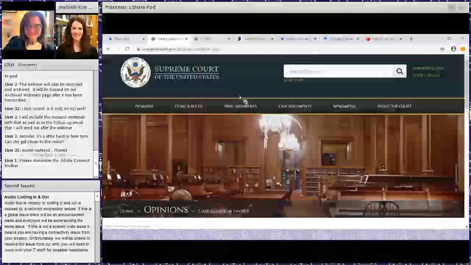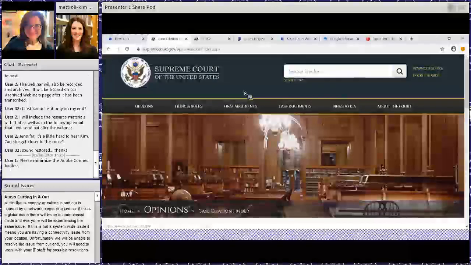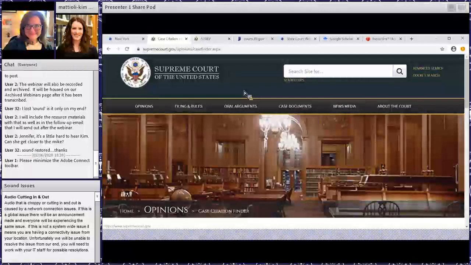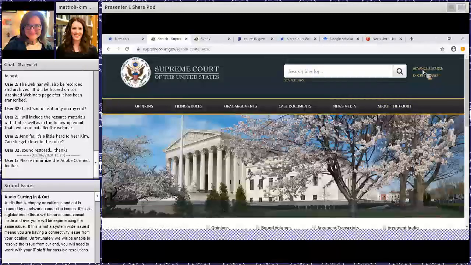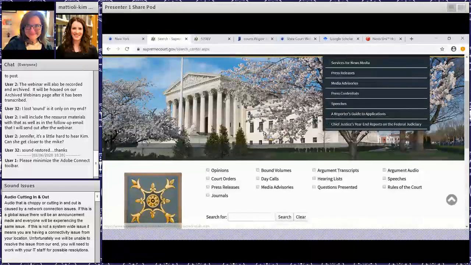They do have transcripts of oral arguments, which again, I keep plugging Jennifer's webinar next week. She will be talking about oral arguments next week, so I won't mention that too much now. They also have dockets. And they do have an advanced search feature up here at the upper right. So I'm going to click there.